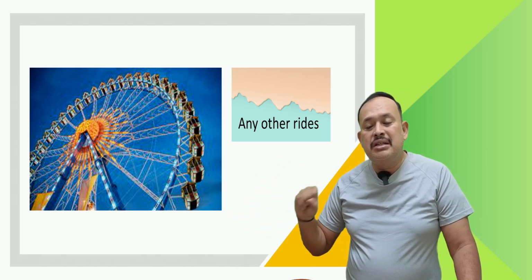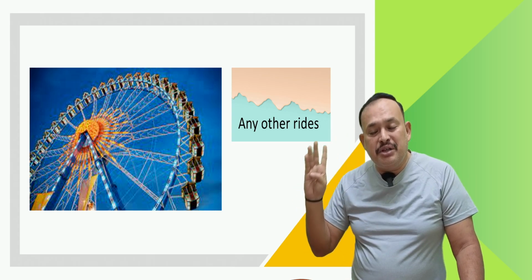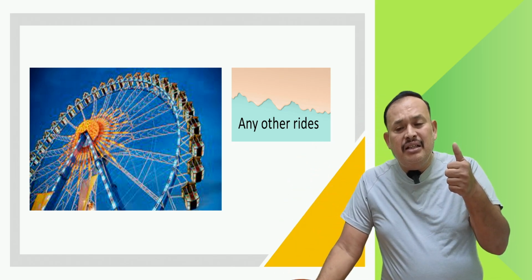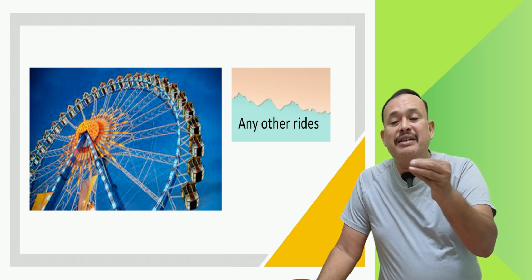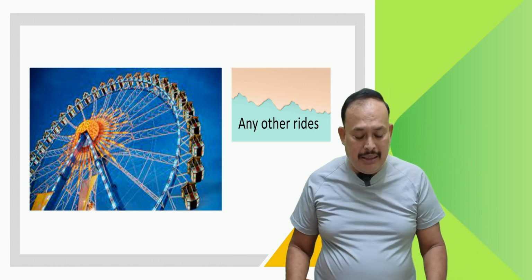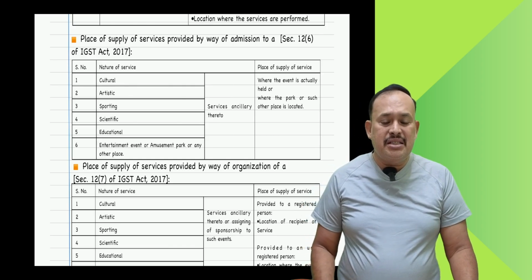Admission to a cultural event, artistic event, scientific event, educational event, sporting event, admission to the amusement park, admission to any other rights: where the event is actually held or the park is located is the place of supply. That was Section 12.6. Referring now to Section 12.7.